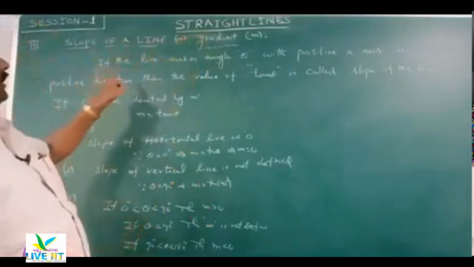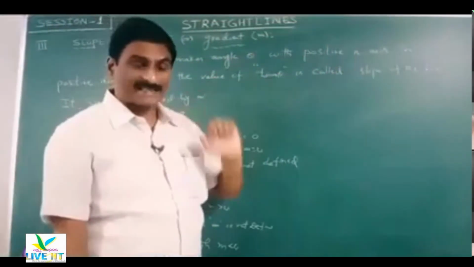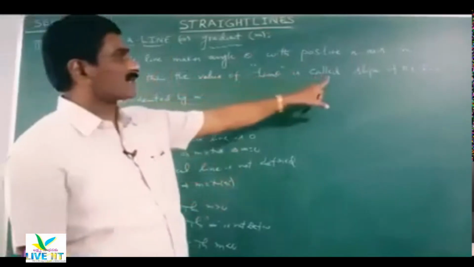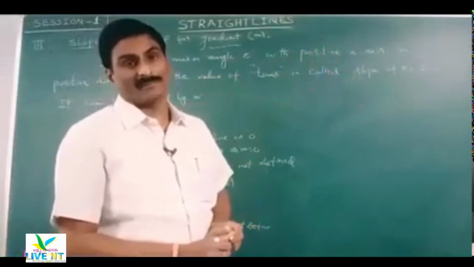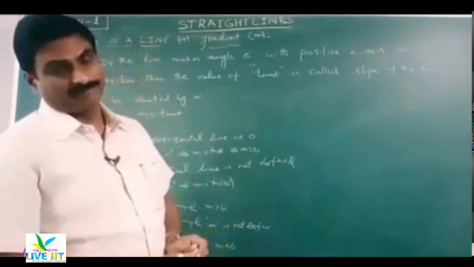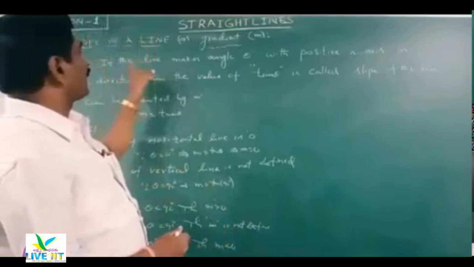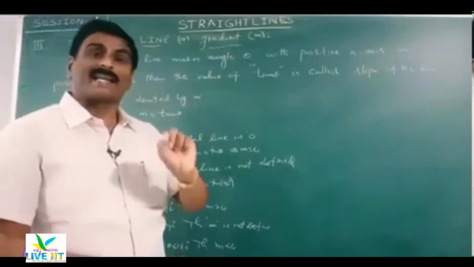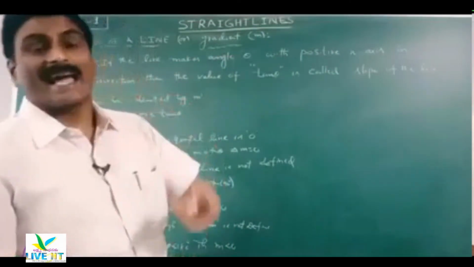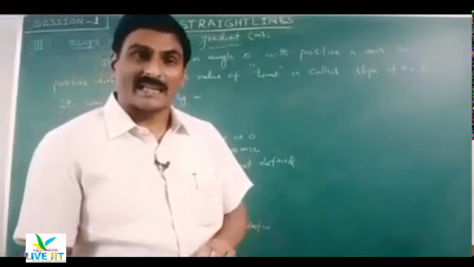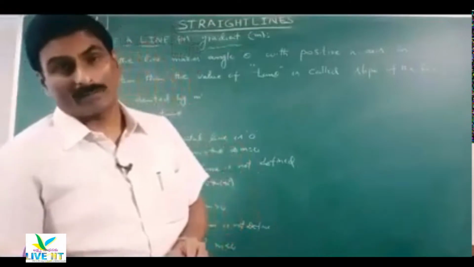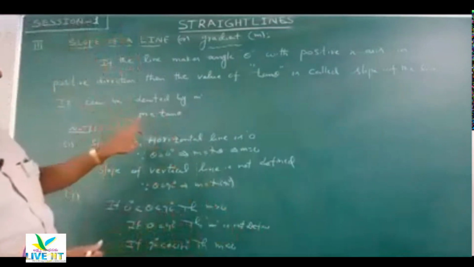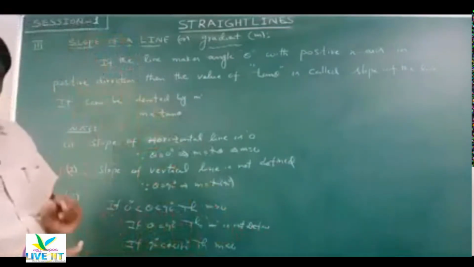Slope is denoted by m. If the line makes an angle theta with the positive x-axis in the positive direction, then the value of tan theta is called the slope of the line or gradient of the line. It can be denoted by m. Here, theta is the angle of inclination of the line. Therefore, slope m is equal to tan theta.